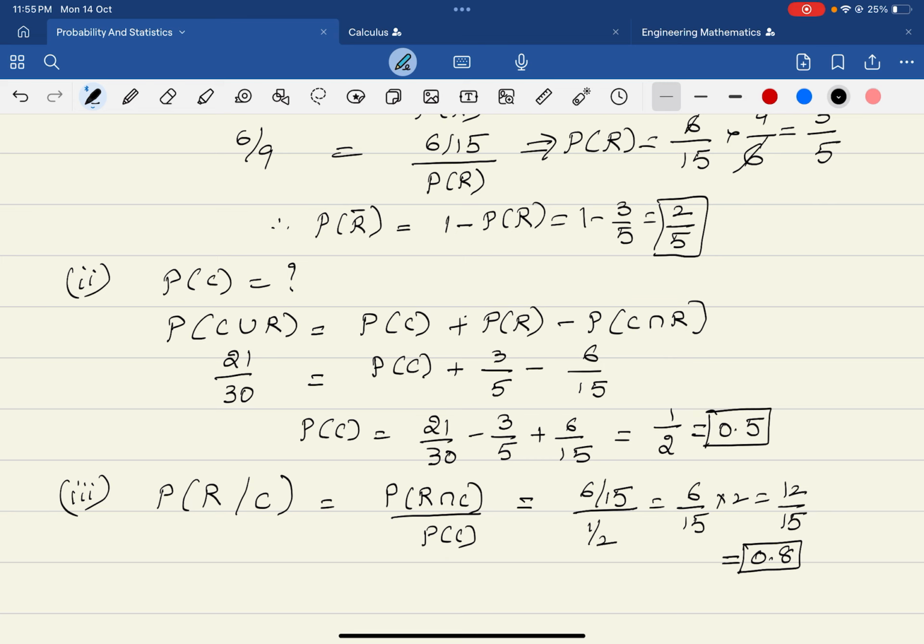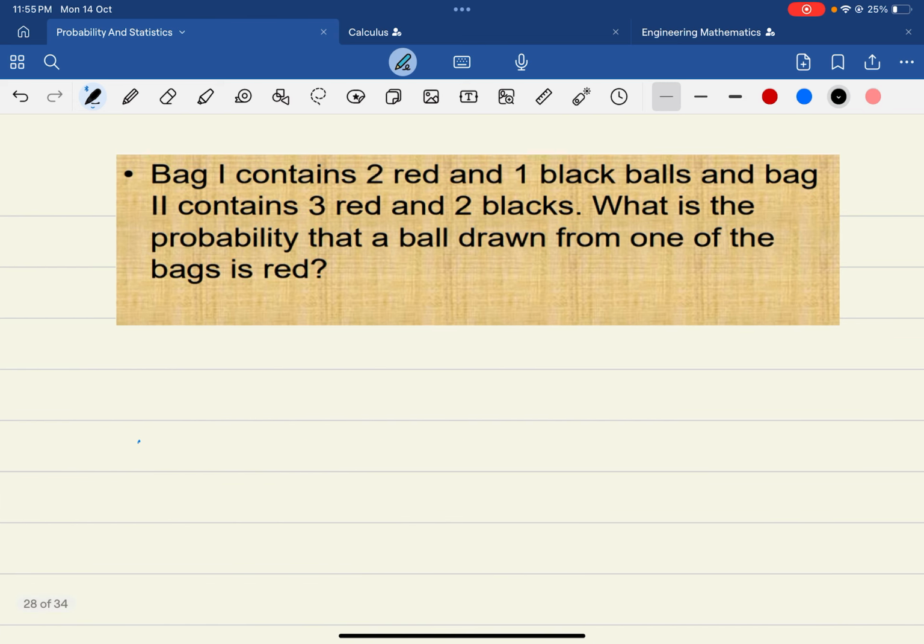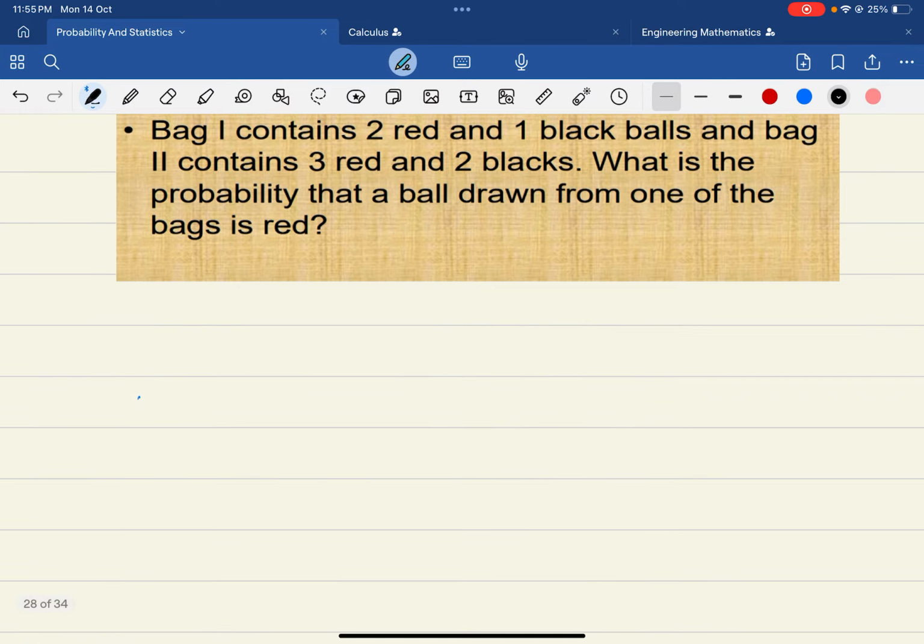Is that clear to all of you? So P of R given C means the civil work is completed already, and what is the probability of getting the rain now? That is what is given by this. I hope you could understand this. Now let us go to the next problem.